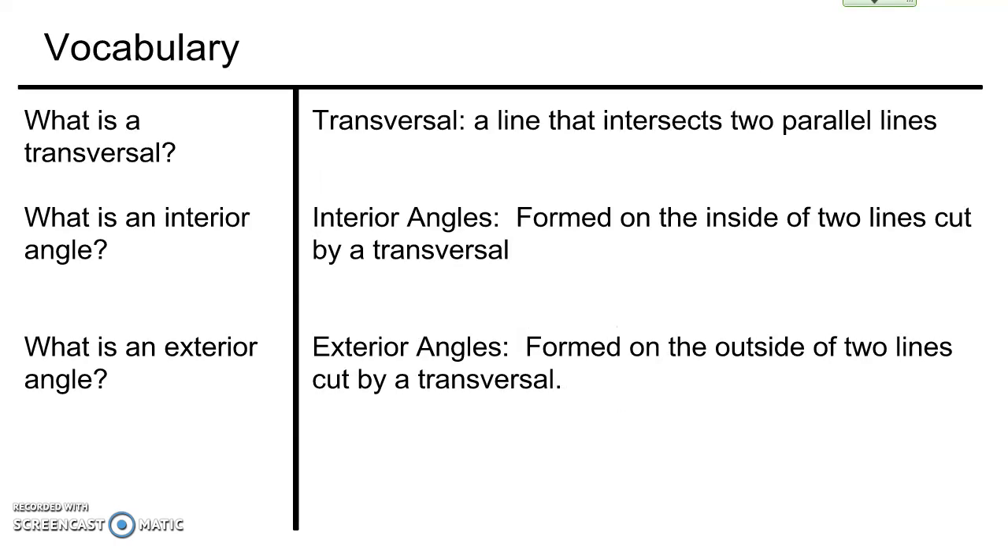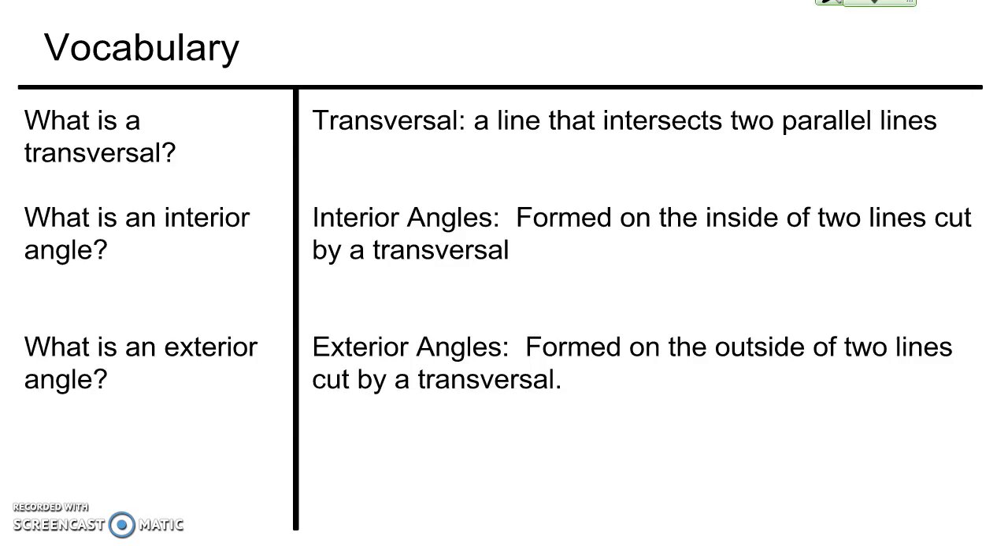All right, first some vocabulary. Go ahead and hit pause and copy these 3 terms down. These will be on your vocab quiz at the end of this unit. What is a transversal? A transversal is a line that intersects 2 parallel lines. It may help you to draw a little picture to know what we're talking about here.